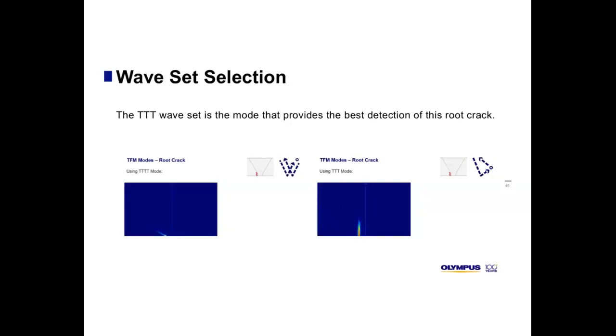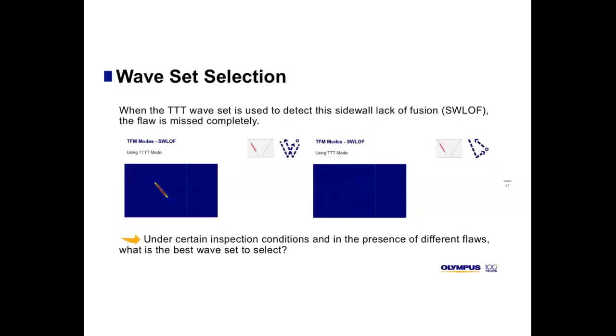However, could it be as good for, for example, a sidewall lack of fusion? So here we have a lack of fusion. On the left, we have a 4T mode. And you remember that this mode was not suitable to detect the root crack. However, it's good here for lack of fusion. On the other hand, the TT mode that was very good for the detection of root crack is no longer good for the sidewall lack of fusion. So usually, in most inspection conditions, we have the presence of different flaws. So what is the best wave set to select?